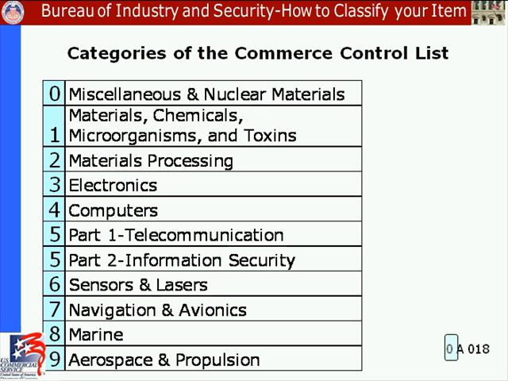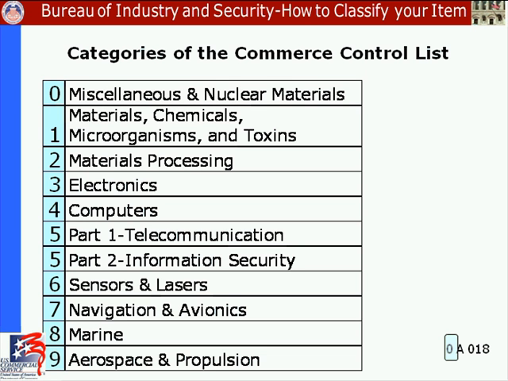And Category 6 are sensors and lasers. The sensors, for example, like cameras, or magnetometers or gravimeters. Magnetometers measure how strong the magnetic field is. Gravimeters measure the gravity of the Earth or any kind of gravity. They are in Category 6. And also cameras are 6A002. They have night vision cameras, so in 6. And lasers, very high power lasers or very precision lasers, are in Category 6.